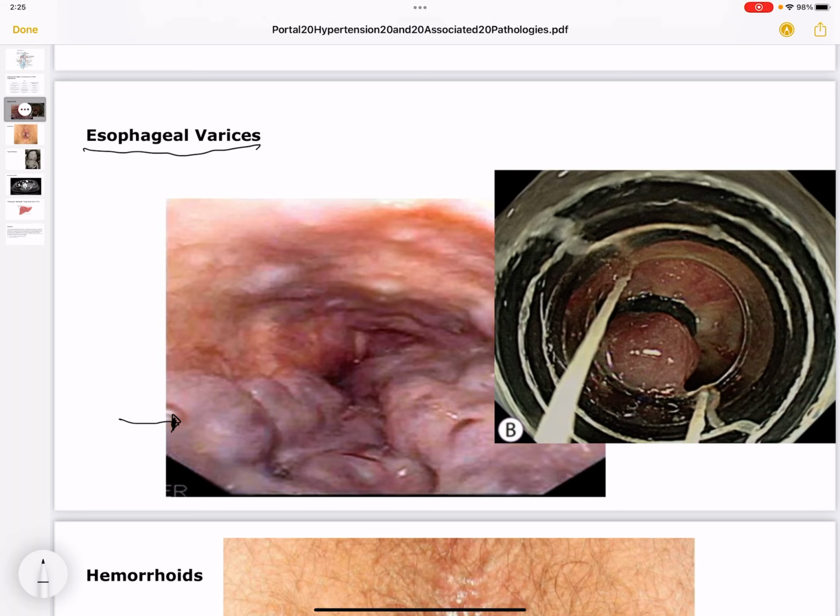The way we treat this is through tying this tube around the varices. And basically this is going to mechanically destroy that varice, and then we're going to have an ulcer that is going to be healed by our body. So ligation is the most common form of treatment.